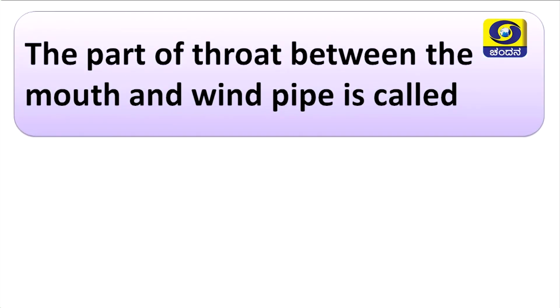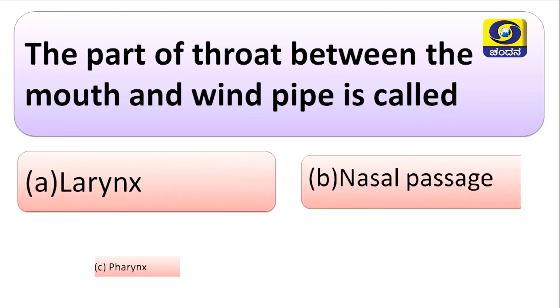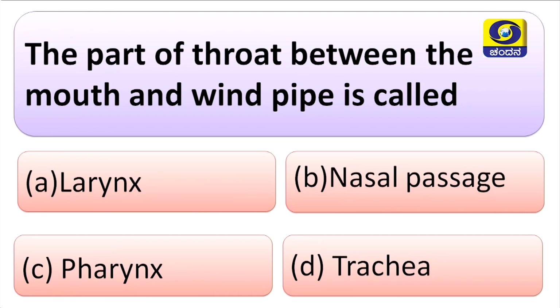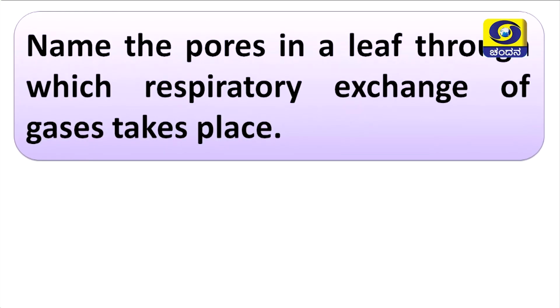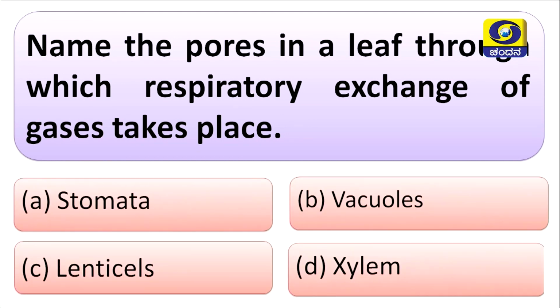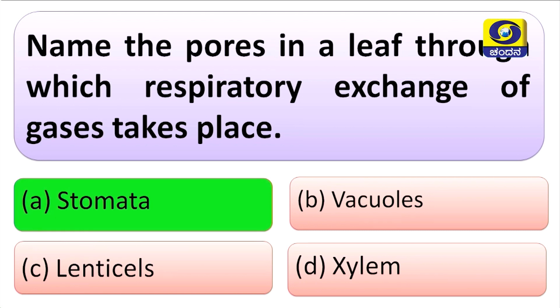Second question, the part of the throat between the mouth and the windpipe is called as? The options are larynx, nasal passage, pharynx and trachea. Yes, your answer is correct students. Next question, name the pores in leaf through which respiratory exchange of gases takes place. Options are stomata, vacuoles, lenticels, xylem. Answer is correct. Yes, it is stomata.